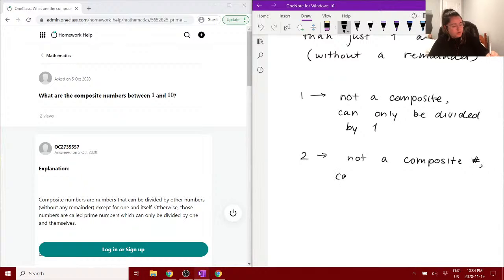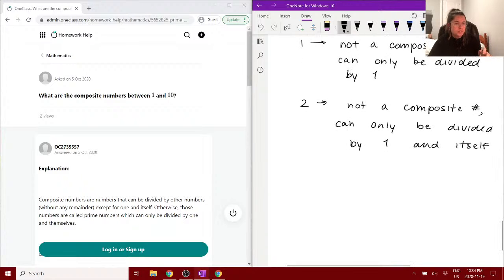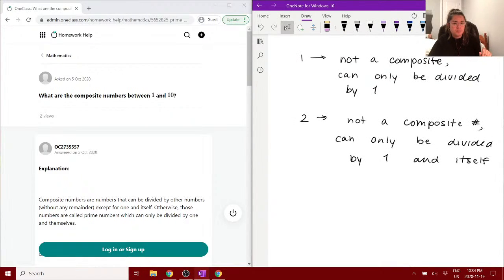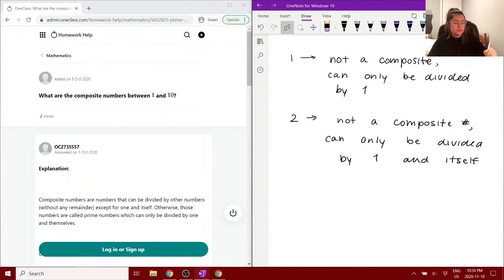We can only be divided by 1 and itself. So 2 divided by 2, or you could do 2 divided by 1. Those are the only ways that you can divide it while having an answer that is a whole number.